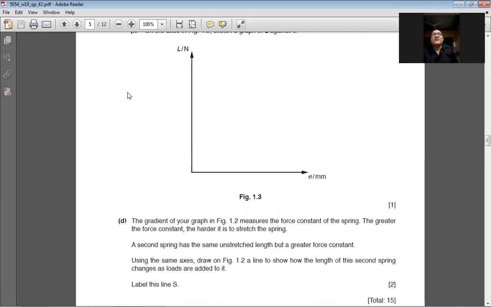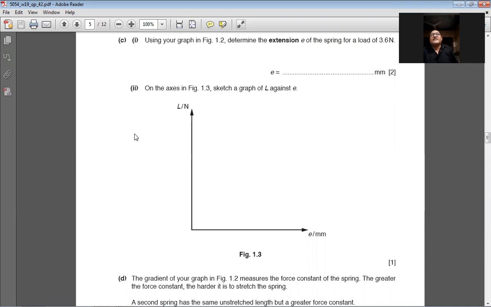Then we have this next question. This is C, second part. On the axis in figure 1.3, sketch a graph of L against E. So here you have to put the load and the extension. Sorry, let me say again, the capital L is representing the load. The load and the extension are directly proportional to each other. So if you want to draw the graph, that will be a straight line passing through the origin.